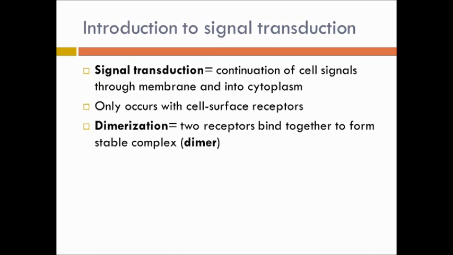Signal transduction is the continuation of cell signals through the membrane and into the cytoplasm. So this only occurs with cell surface receptors, and it often occurs when 2 receptors bind together to form a stable complex, called a dimer, which in the process is called dimerization.